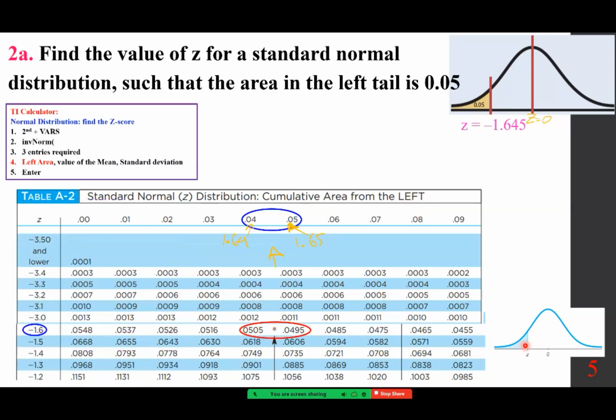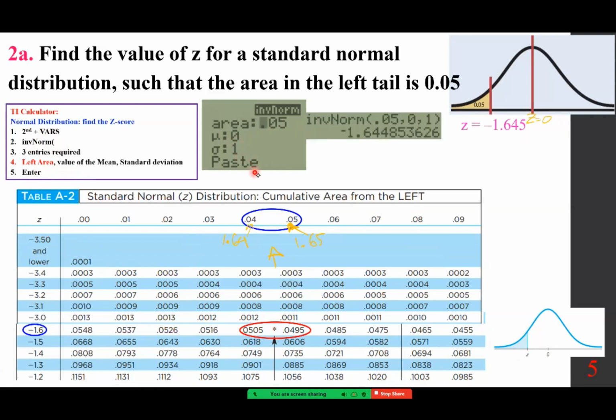Now, you can use a calculator. For a TI calculator, you go with second variables inverse normal, and you put in the left area, the value of the mean, and the standard deviation. In this case, the area is 0.05, mu is 0, sigma is 1, and that gives you, of course, a number that is a lot more precise than this one. But if you go with the third decimal, 4 is the third decimal, next to it is 8, so it goes up to 5. So when you do the rounding, you do it accordingly.